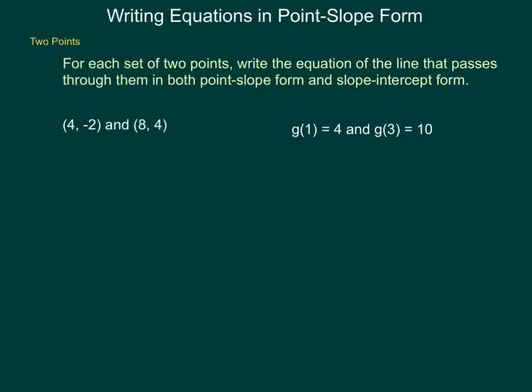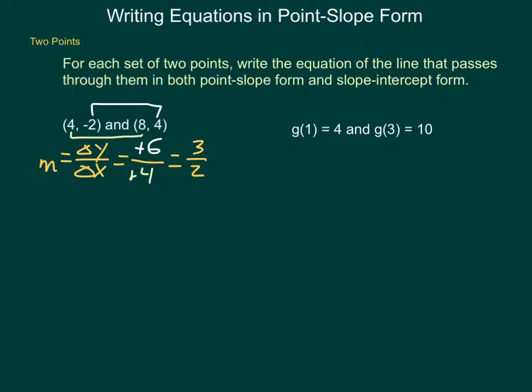First thing we have to do, though, is find a slope. So slope equals change of y divided by change of x. So how does the y change if I go from negative 2 to positive 4? And the answer is it adds 6. Next, how does the x change if I go from 4 to 8? The answer is it adds 4. Now if I simplify this fraction, positive 6 divided by positive 4, I get 3/2.